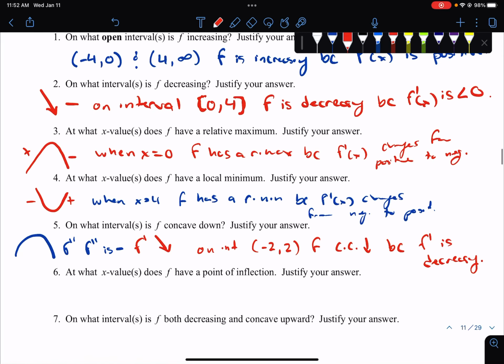which might be the next question. At what x value? No, it's not. It just wanted to know concave down, okay? On what x values does f have a point of inflection?